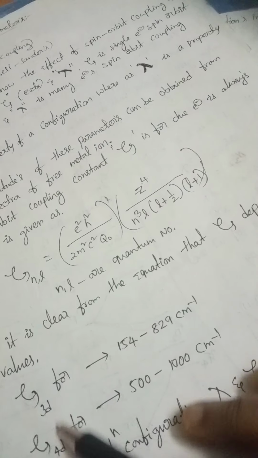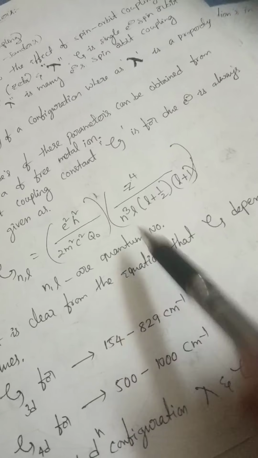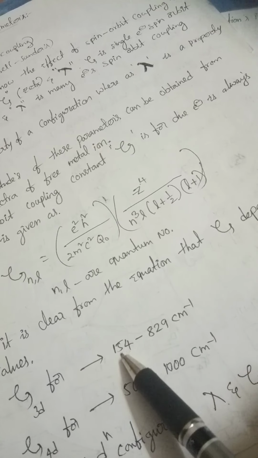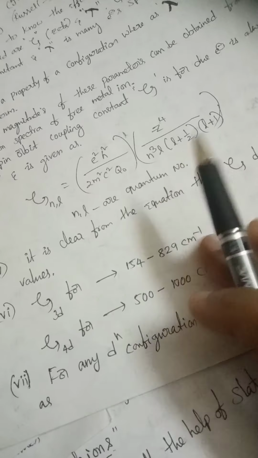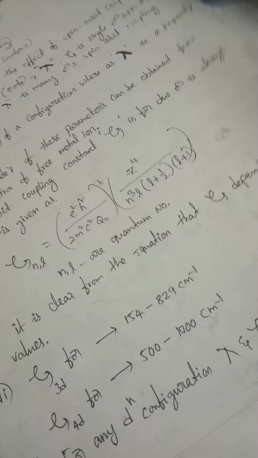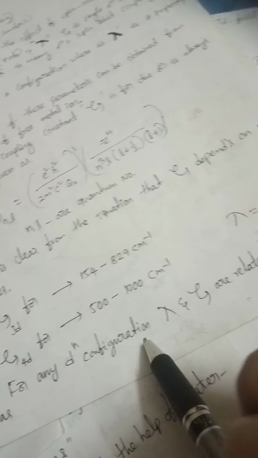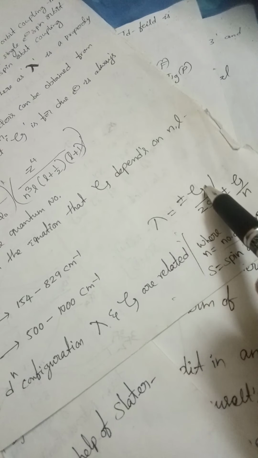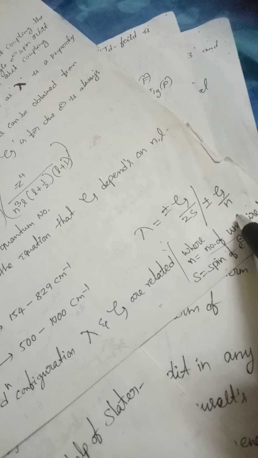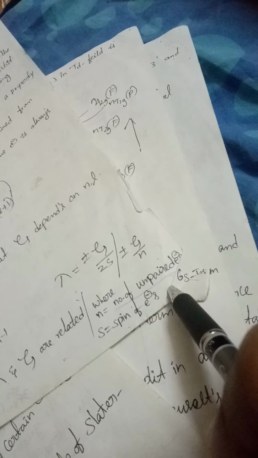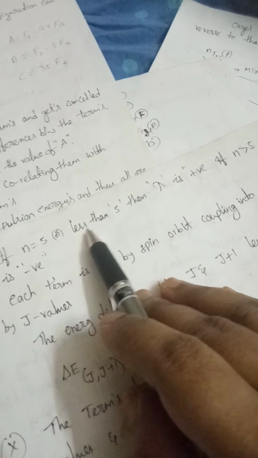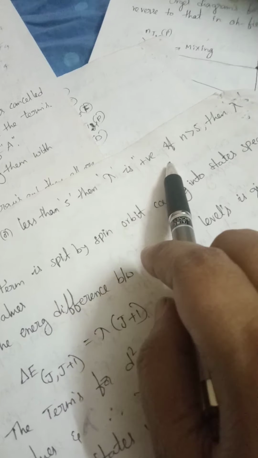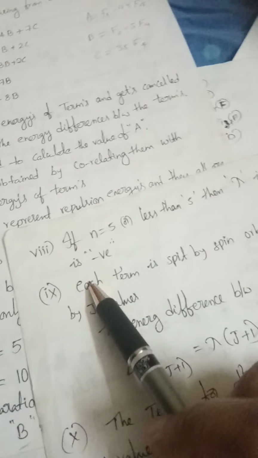Zeta for the 3d electrons, the 3d transition series, has a value in the range of 154 to 829 centimeter inverse, whereas for 4d electrons it is 500 to 1000 centimeter inverse. For any d^n configuration, lambda and zeta are related: lambda is almost equal to plus or minus zeta by 2S, or plus or minus zeta by n, where n is the number of unpaired electrons, whereas S is the spin. If the n value is equal to or less than 5, lambda is positive. If n is greater than 5, lambda is negative.